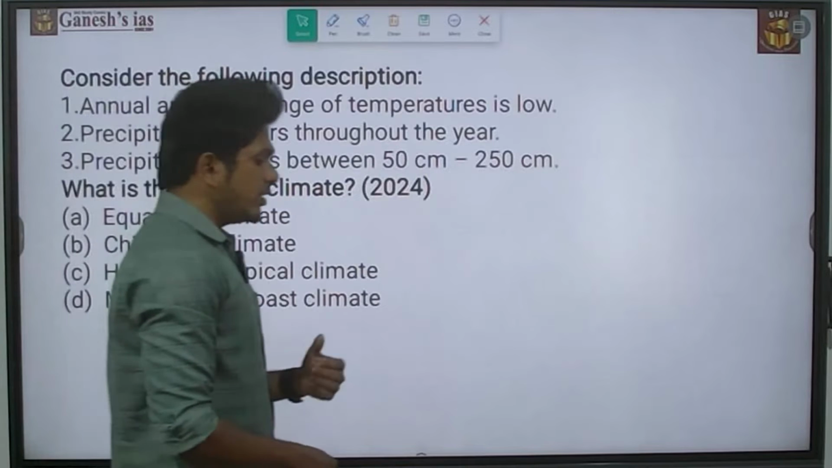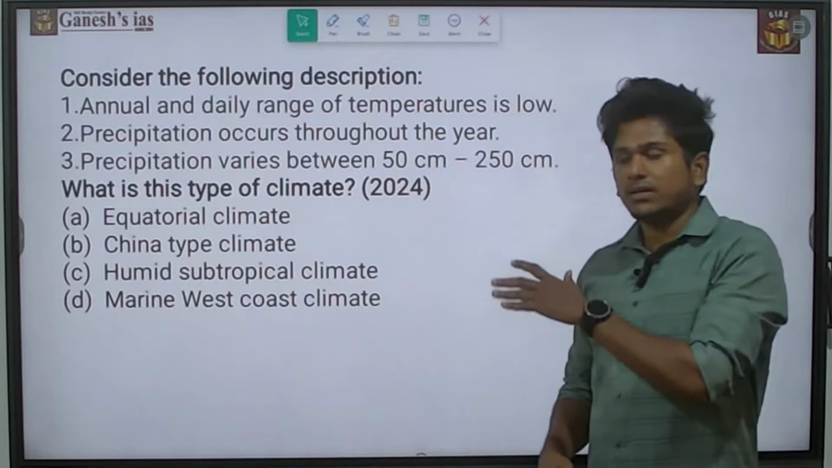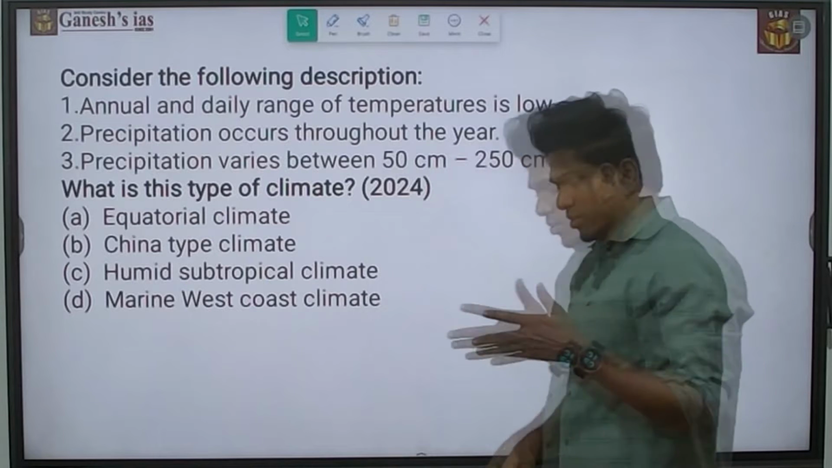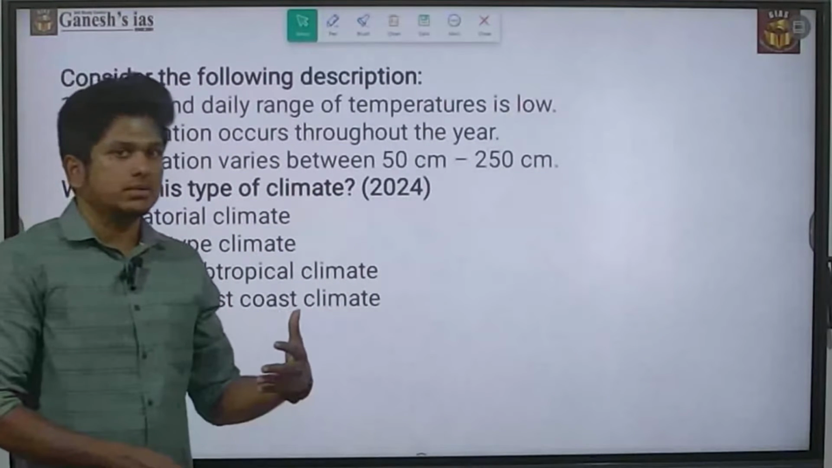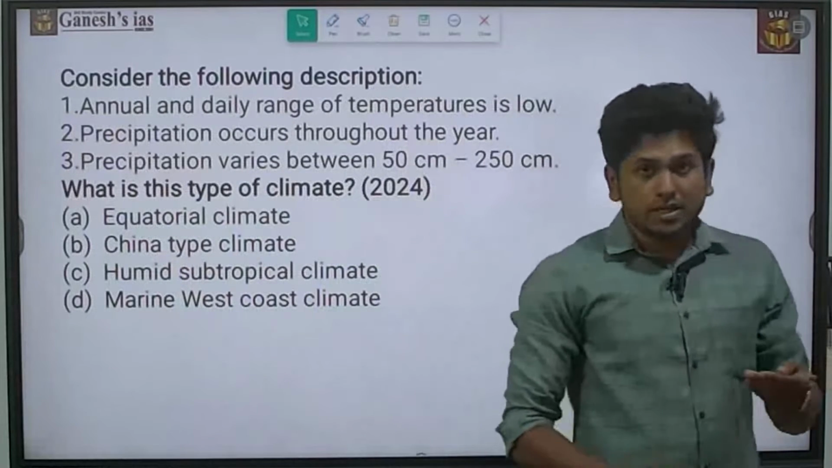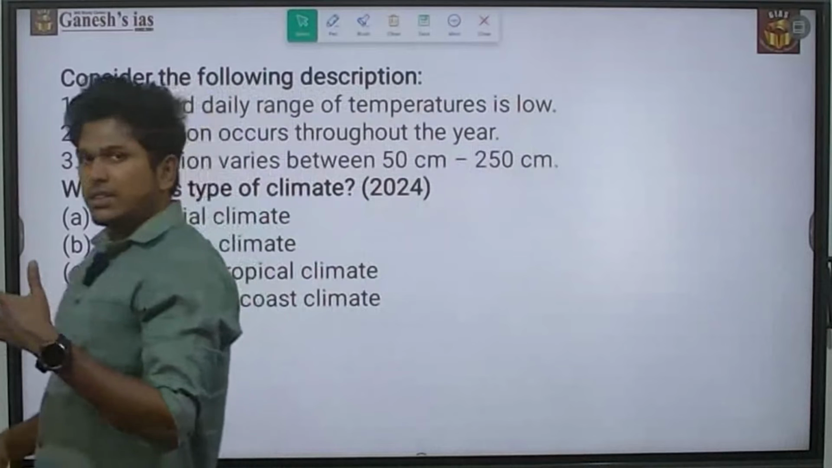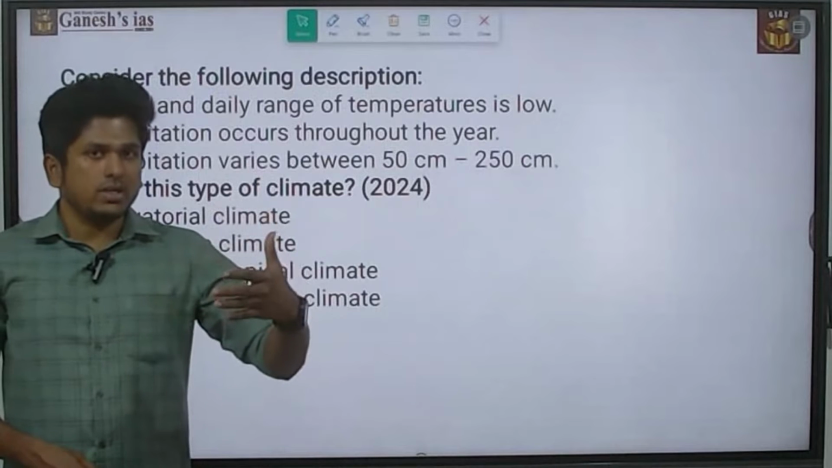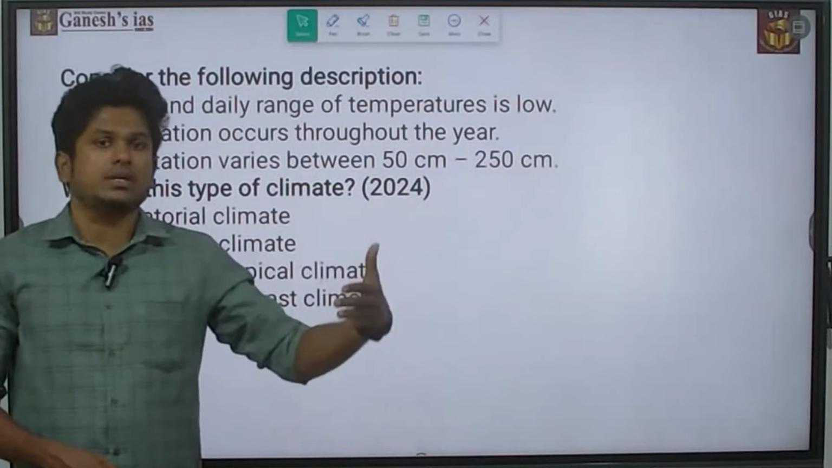This question was asked in 2024, but with the same pattern or same idea of climate question, they have asked many questions. For example, in one year they asked the same pattern with the answer of Mediterranean climate. So there are many climates like equatorial climate, steppe climate, savanna climate, Siberian climate, China climate, monsoon climate. What they will do is give a description of that climate, in a paragraph question, and ask you to find which climate we are speaking about.